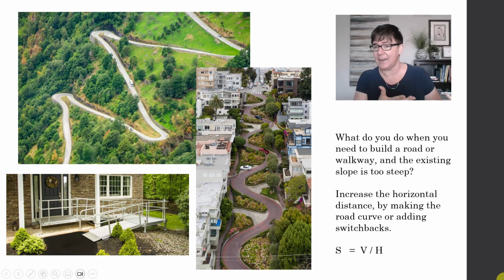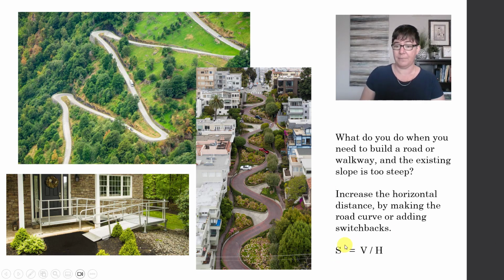As an aside here, what do you do as a designer when you need to build a road or a walkway and the existing slope is too steep? It turns out you need to increase the horizontal distance. And you can take a look at our equation. In order to reduce slope, to bring down this side of the equation, you need to increase your horizontal distance because that is an inverse relationship.